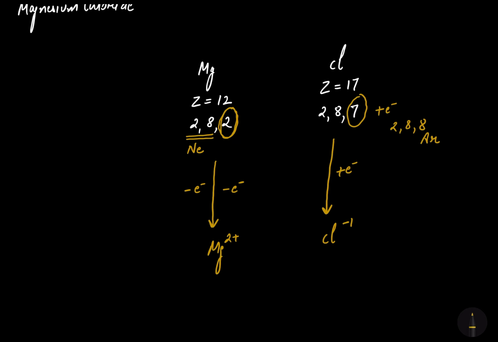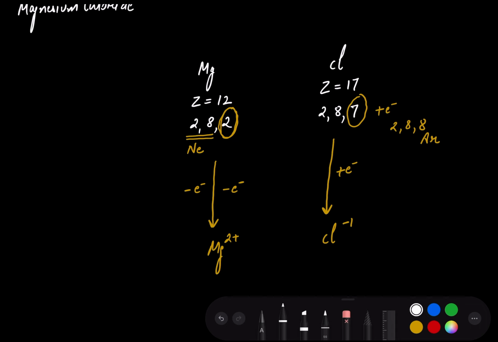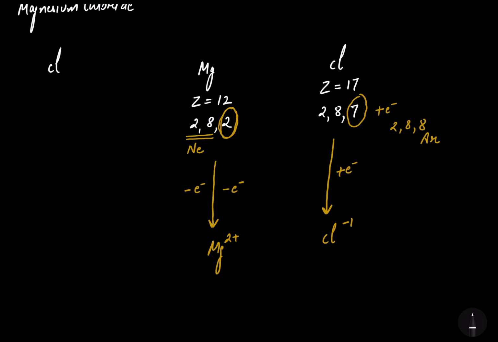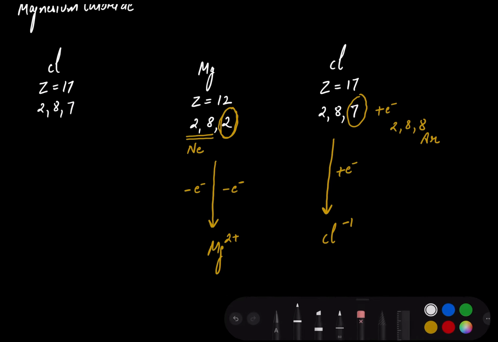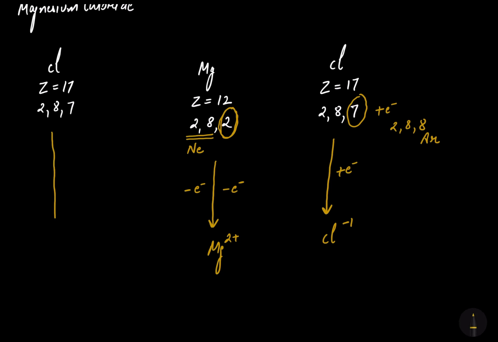Now magnesium is losing 2 electrons, whereas chlorine is gaining only 1 electron. So at this point, what do we have to do? We will have to take 2 chlorine atoms. So I'm writing another chlorine over here. Its atomic number is 17. The configuration will be 2, 8, 7. It will gain 1 electron.